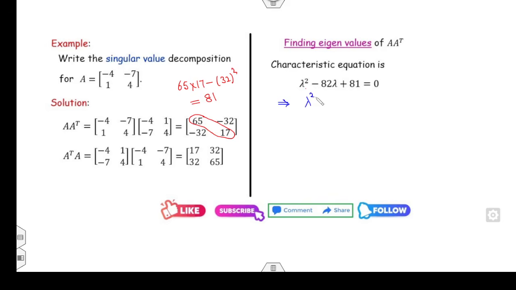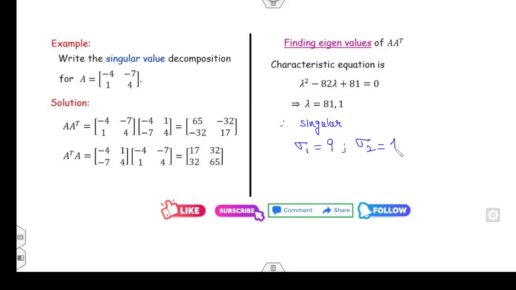So can you factor them? Lambda square minus 82 lambda plus 81 is 0, which implies lambda minus 81, lambda minus 1 is 0. Hence, lambda is 81 and 1. What are the singular values? So singular value sigma 1 is my positive root of lambda 1, sigma 2 is my positive root of lambda 2. Hence, sigma will be, I can write these are the diagonal values, rest numbers are my 0.